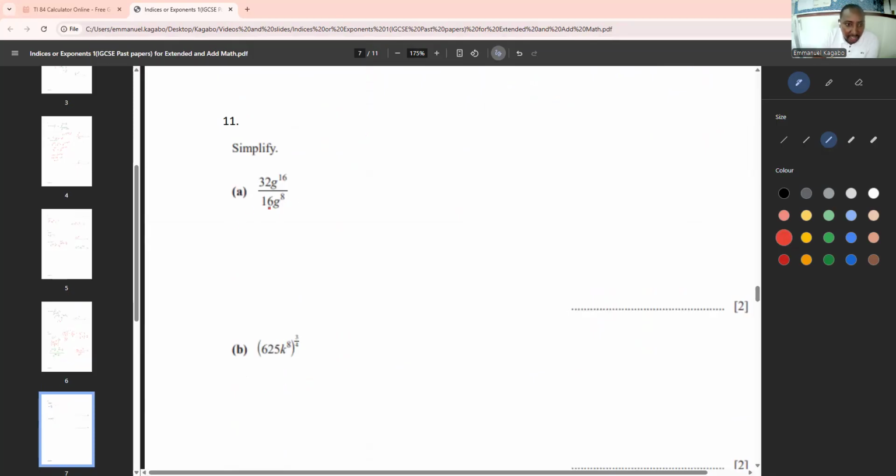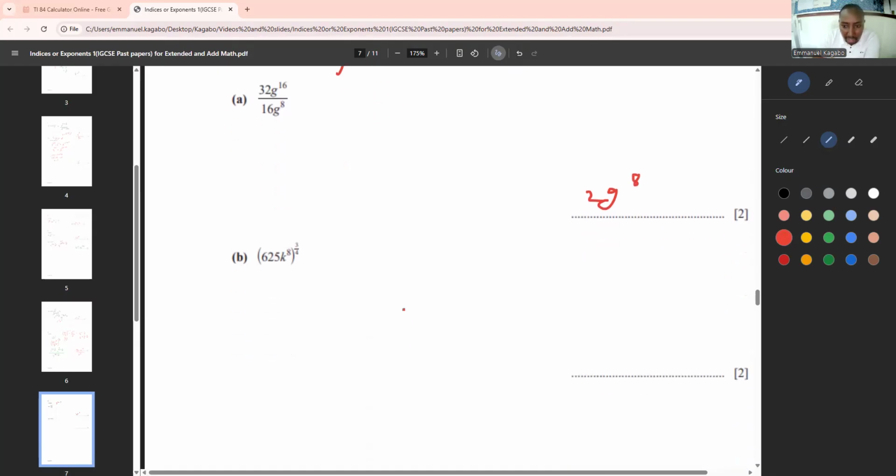What about here now? We are dividing. So you just get 32 divided by 16, that is 2. And when you are dividing numbers of the same base, you subtract the powers. So it's going to be g power 16 minus 8, which gives me g power 8. Let me write it better. Okay, 2 free marks in the exam. Question B, what do we have here? Again, we have a power. You need to express this in powers. So this is 5 power 5, right?